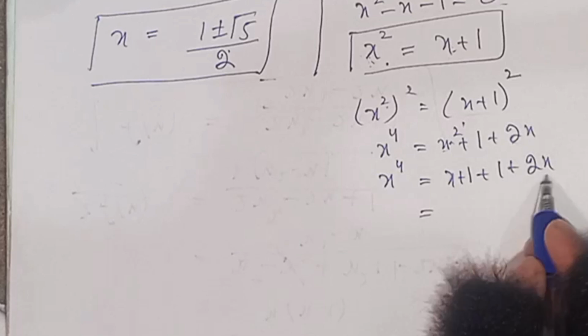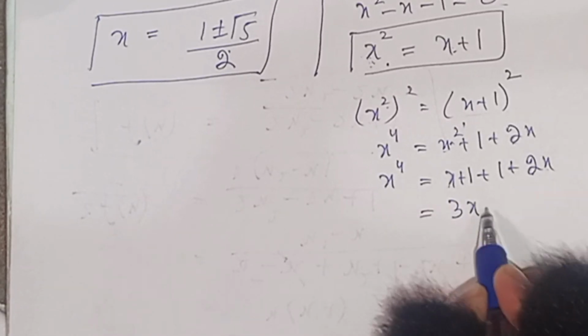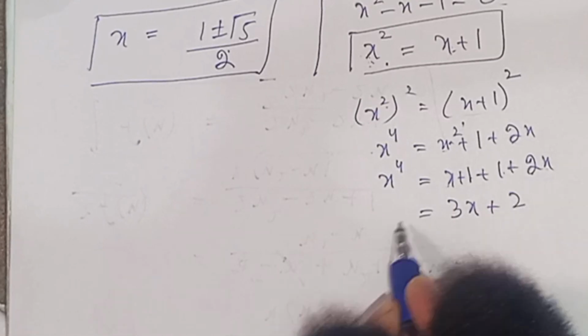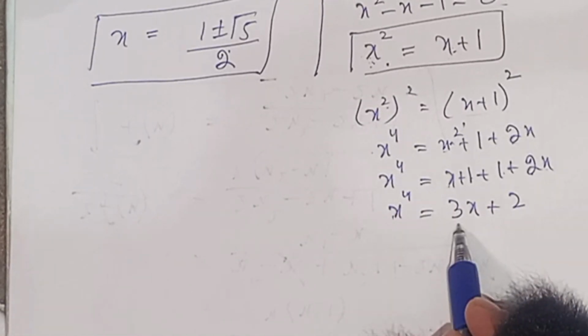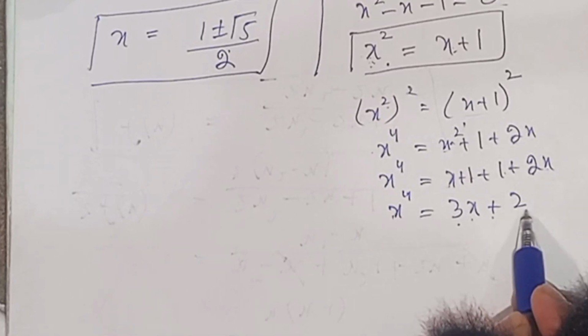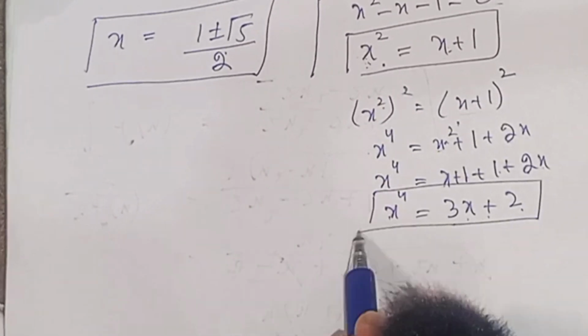So we simplify this value: 2 times x plus 1 times x is equal to 3 times x, and 1 plus 1 is 2. So this implies x⁴ = 3x + 2. And this is the value of x raised to the power 4.